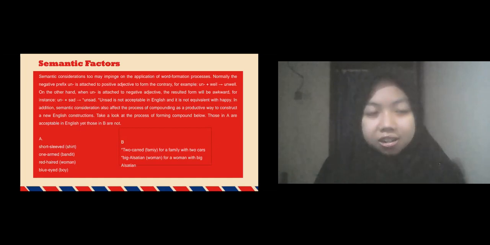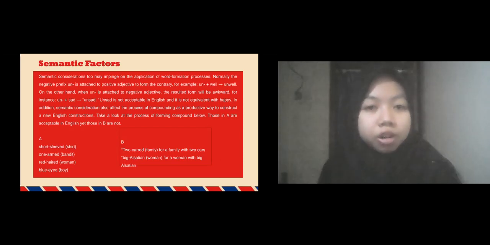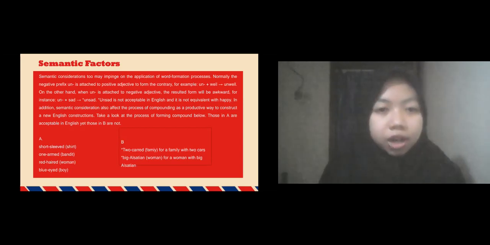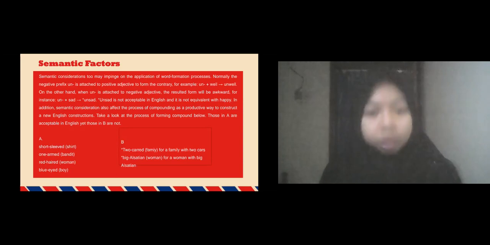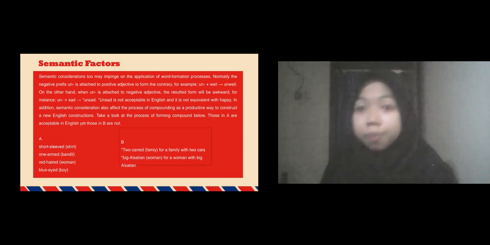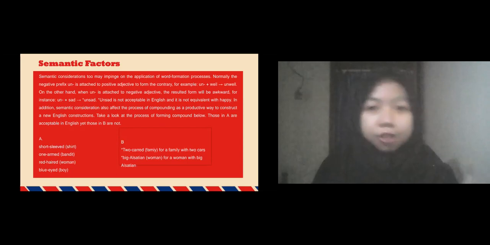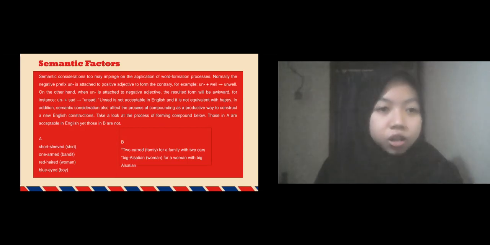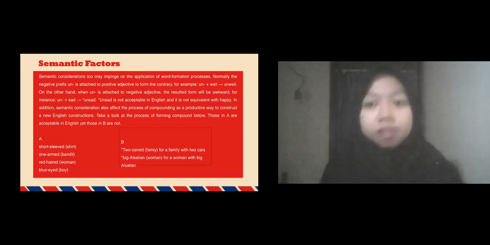In addition, semantic considerations also affect the process of compounding as a productive way to construct new English constructions. Take a look at the process of forming compounds below. Those in A are acceptable in English, yet those in B are not. So the A part in the presentation is acceptable in English and the B part is not. Let's take a look. The first one is the A part. Short-sleeved shirt. That's acceptable in English.